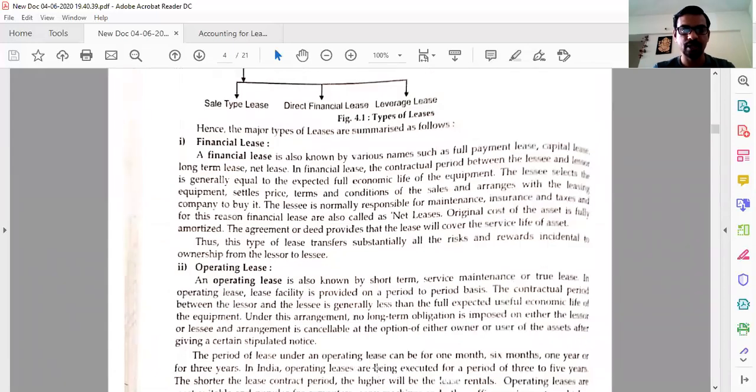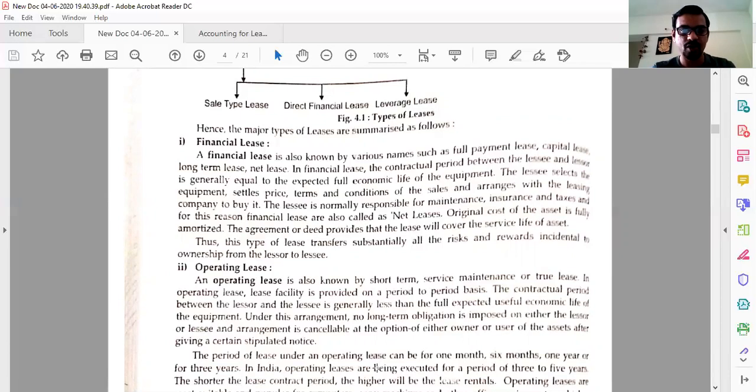First of all, number one, the financial lease. It is also known by various names such as full payment lease, capital lease, long-term lease, net lease. In a financial lease, the contractual period between the lessee and the lessor is generally equal to the expected full economic life of the equipment. The lessee selects the equipment, settles price, terms and conditions of the sale, and arranges with the leasing company to buy it.